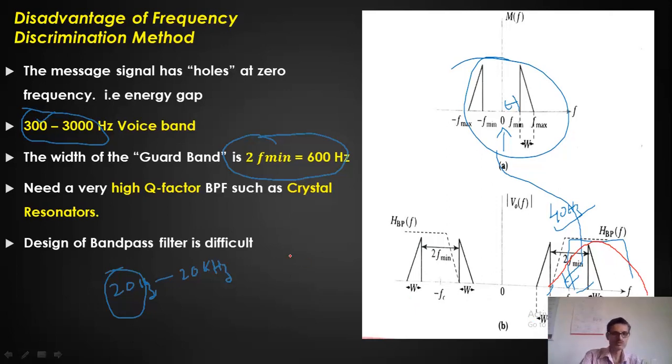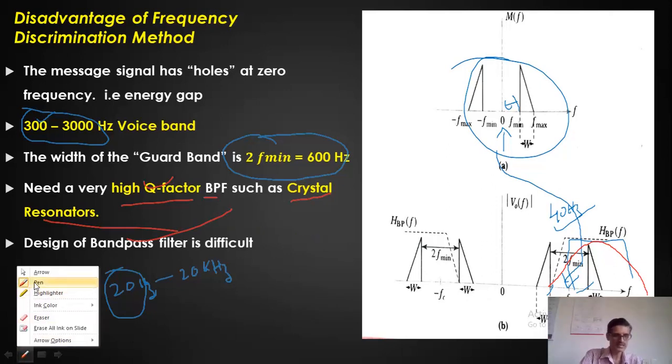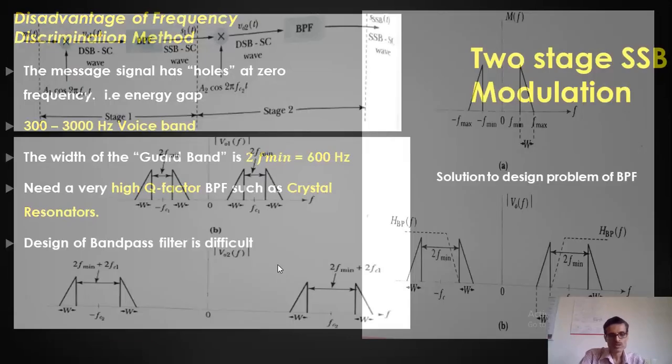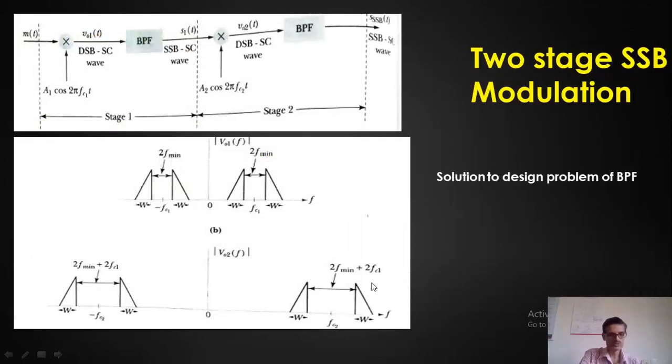One way is to go with very high Q factor band pass filters, a very high quality factor, because the band pass filter is a narrow band pass filter, which is nothing but a tuning circuit, a parallel resonance circuit, which should have a very high quality factor. And we do have such very high Q factor band pass filters, called crystal resonators, but they are very costly. So designing the band pass filter is very difficult in such cases. So what we can do is go with another method, which I will explain now. This is another way where we can solve this problem. So I can say that this is the solution to the design problem of the band pass filter.